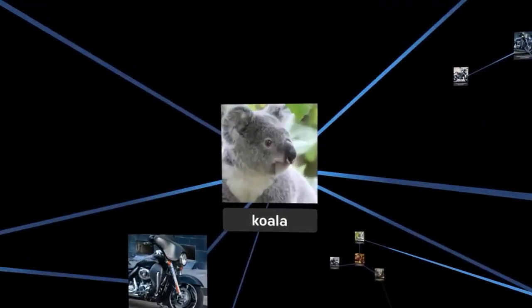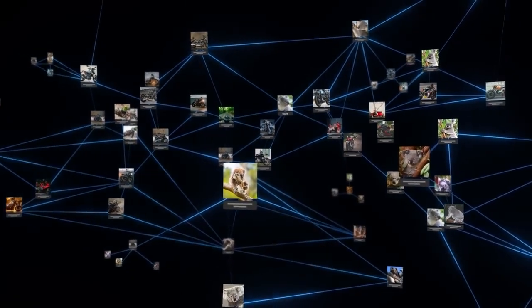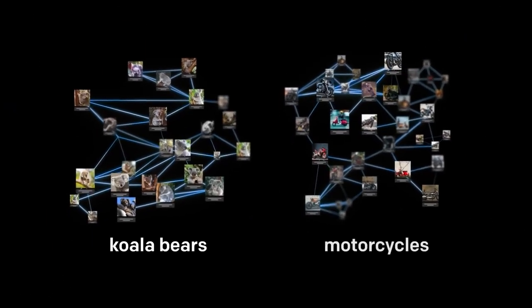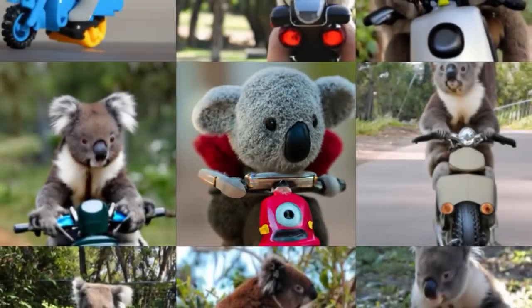DALL-E was created by training a neural network on images and their text descriptions. Through deep learning, it not only understands individual objects, like koala bears and motorcycles, but learns from relationships between objects. And when you ask DALL-E for an image of a koala bear riding a motorcycle, it knows how to create that or anything else with a relationship to another object or action.